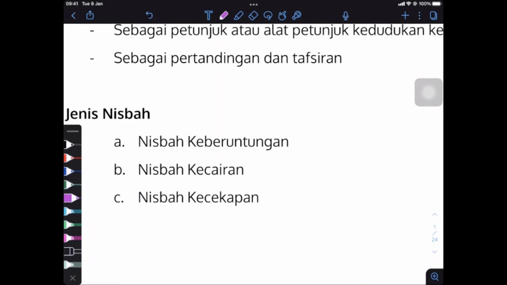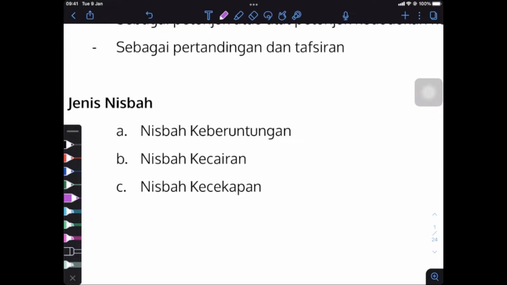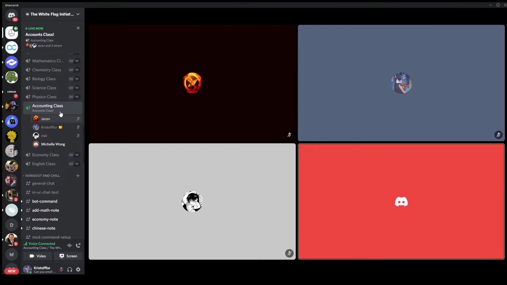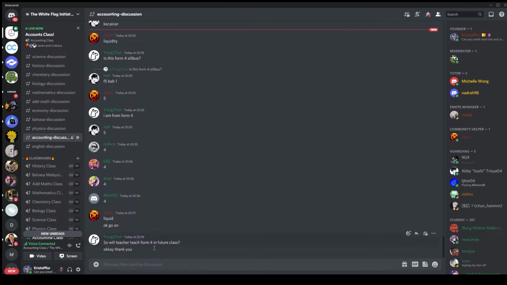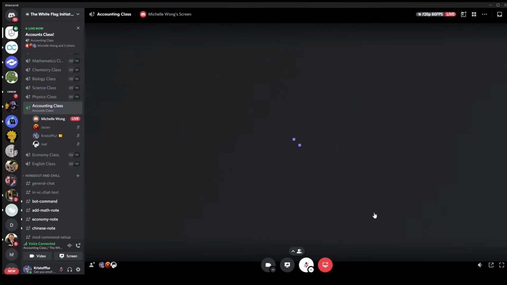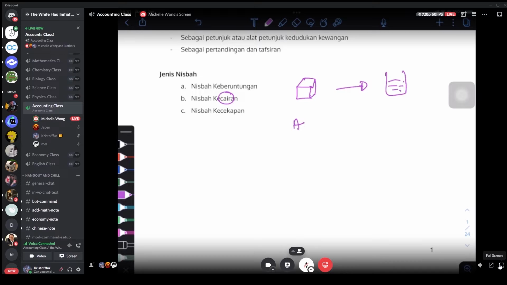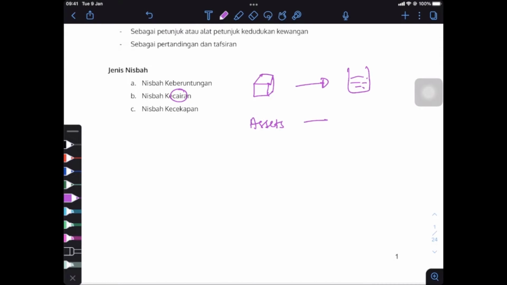So nisbah keuntungan, in all the ratios, you will see untung as part of your formula. Okay. What about nisbah kecairan? What's the understanding for nisbah kecairan? It basically means that you have a solid turn into liquid, melted into liquid, and same goes to all your assets, turn into cash. Okay, so this is the definition of kecairan.